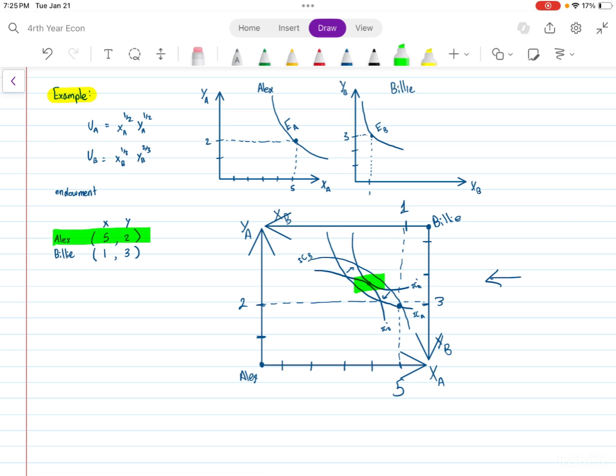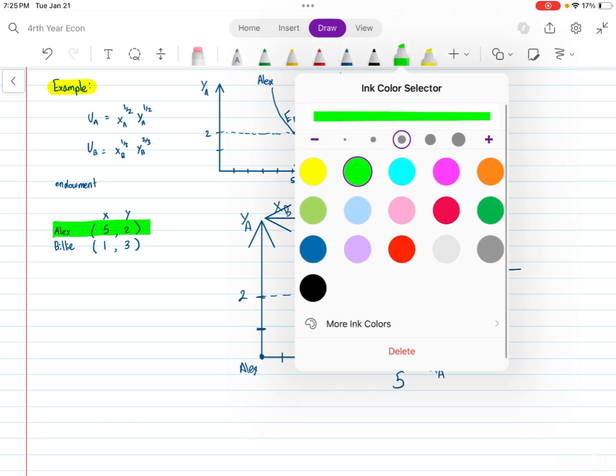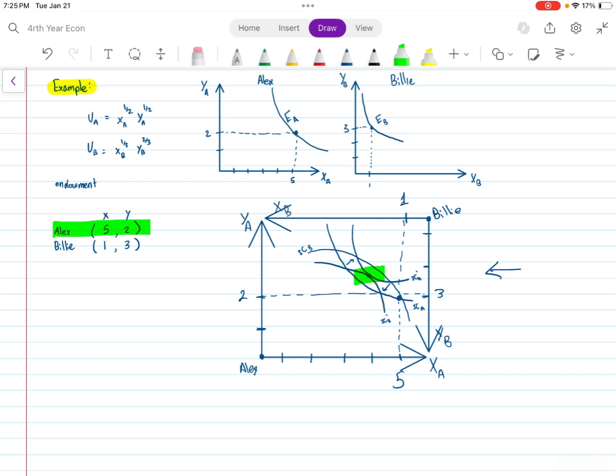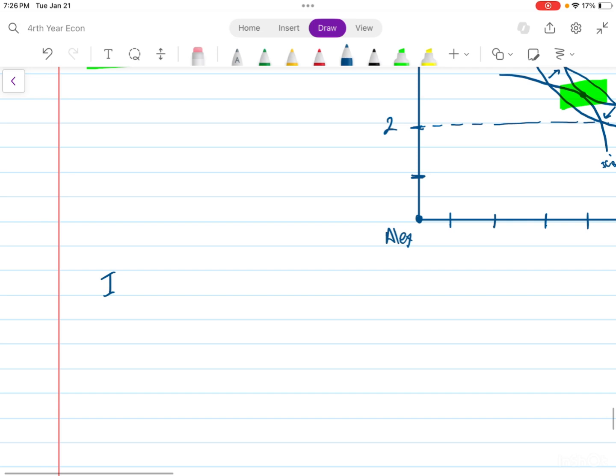So let's first explore what Alex and Billy's budget constraints are. In this case, their budget constraint is basically equal to their endowment points, because this is how much they can each consume. So we know that Alex can consume 5 of good X and 2 of good Y, and Billy can consume 1 of good X and 3 of good Y. The equation for the budget constraint is their income, equal to the price of good X multiplied by the number of good X, plus the price of good Y multiplied by the number of good Y.